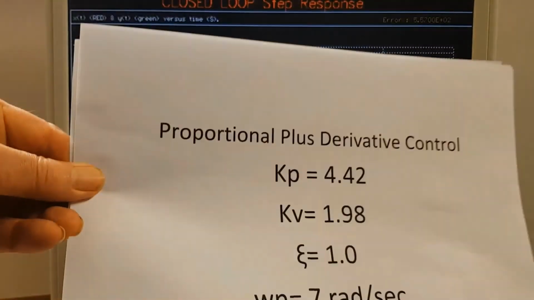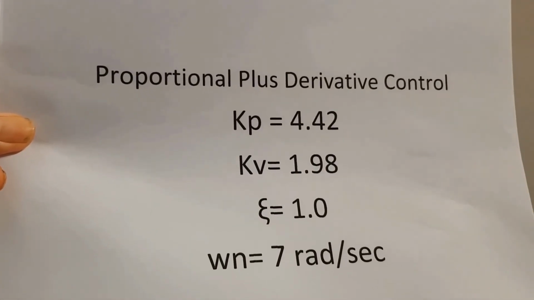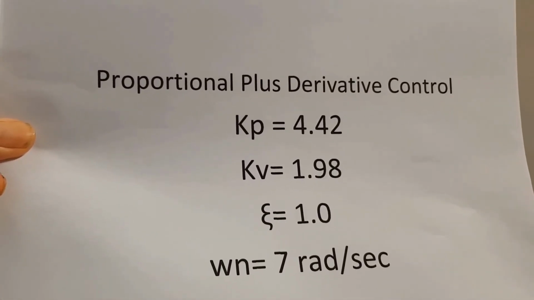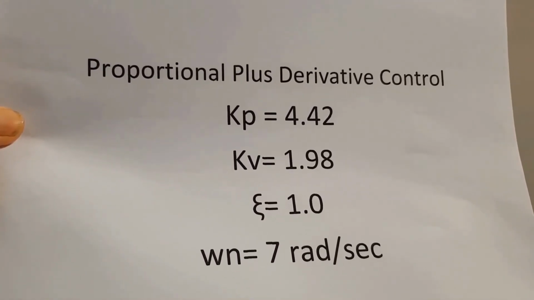Okay, so here's the last one now. This is with proportional derivative control. Kp 4.42, Kv 1.98 this time, damping ratio 1, omega n still 7 radians per second.